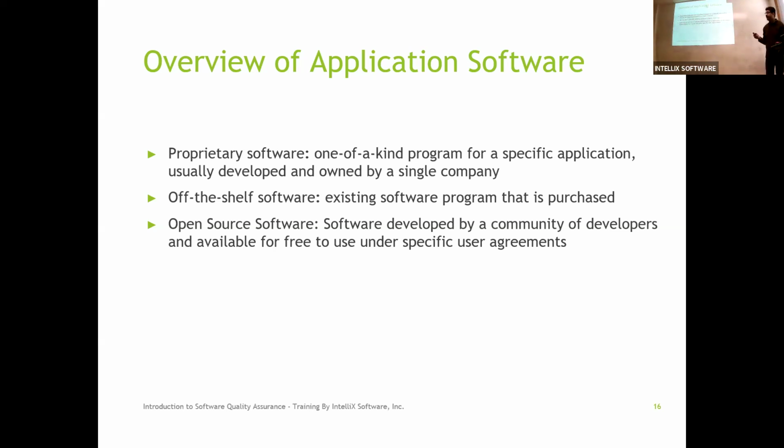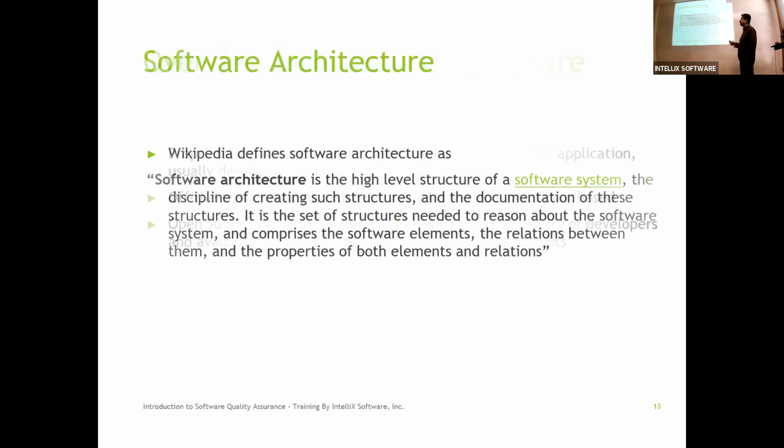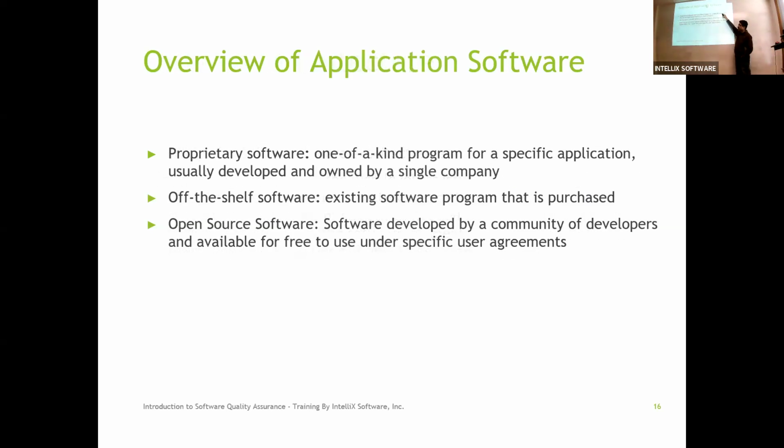One of the operating systems I talked about, Linux, is open source software. You can download it, make whatever changes you want, and use it for your purpose. The difference is that with the first two, proprietary and off-the-shelf software, you do not have the source code. You don't know how the software is built or how to change it. Versus open source, you can go ahead and change it because you have access to the original source code.